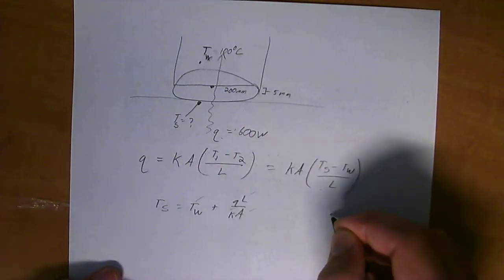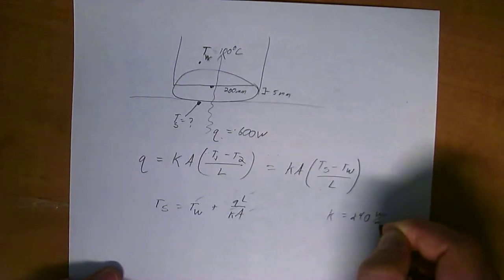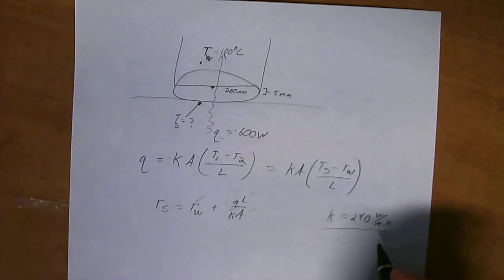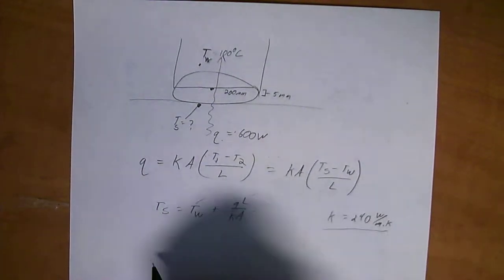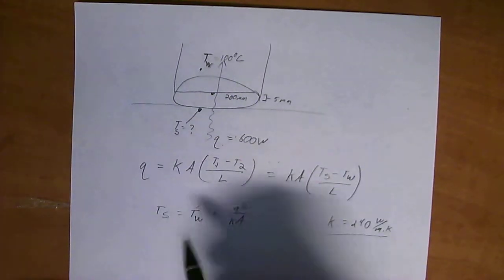And for aluminum, well, yeah, we have K. For aluminum, K is equal to 240 watts per meter Kelvin. This can actually be looked up in the back of the book, in the appendices of the heat transfer book, if it's not given to you in a problem. So that's it, basically.